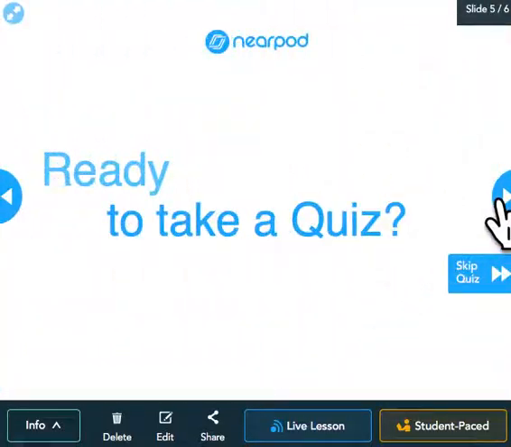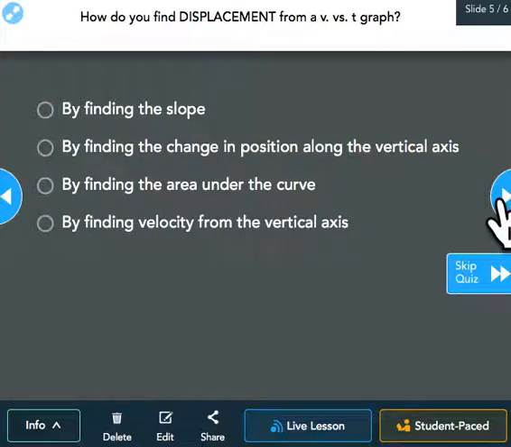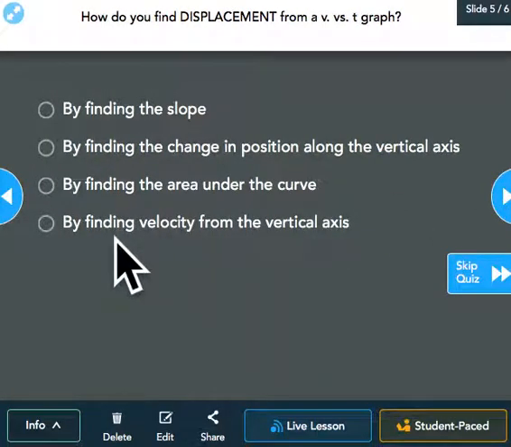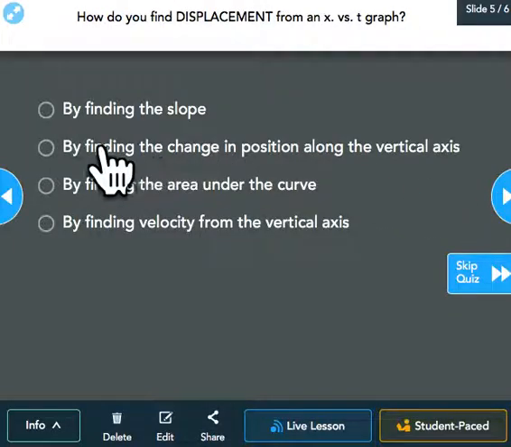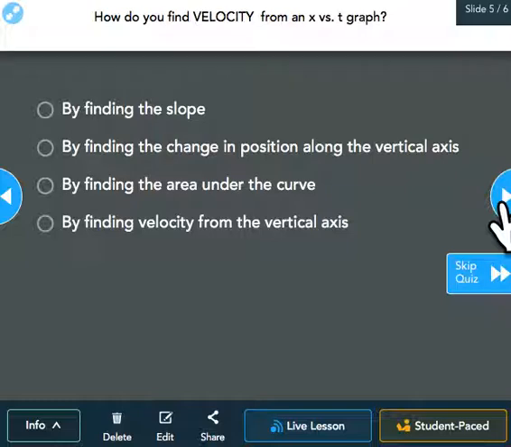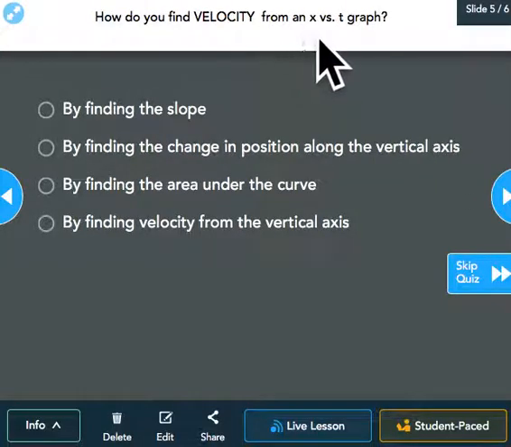Okay, let's take a quiz really quickly. How do you find displacement from a v versus t graph? You find the area under the curve. How do you find displacement from an x versus t graph? You find the change in position along the vertical axis. How do you find velocity from an x versus t graph? You find the slope.